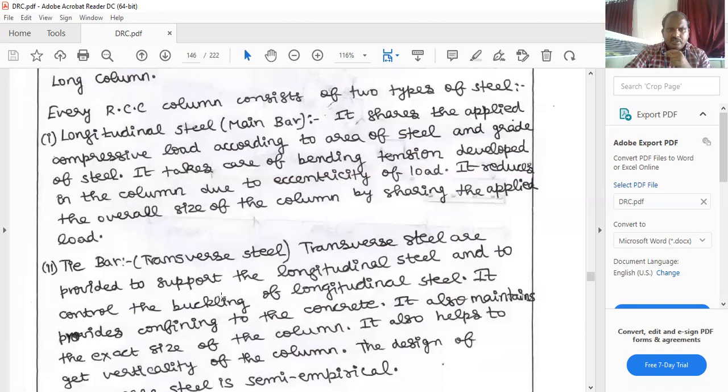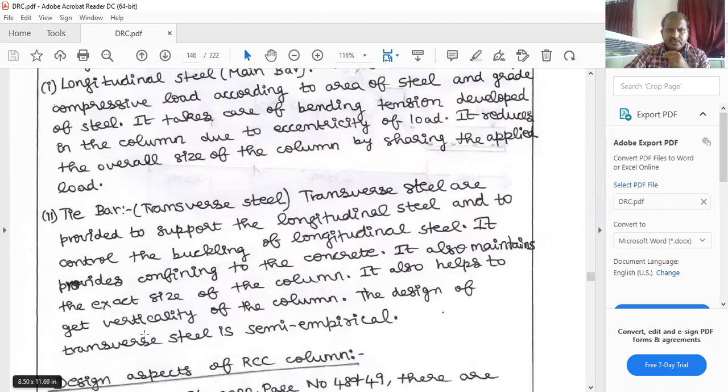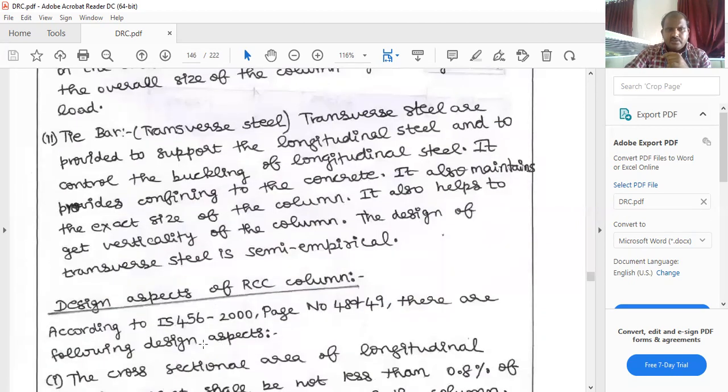Next is the tie bar, the transverse steel. Transverse steels are provided to support the longitudinal steel and to control the buckling of the longitudinal steel. It provides confinement to the concrete. It also maintains the exact size of the column and helps to keep the column vertical. The design of the transverse steel is semi-empirical.